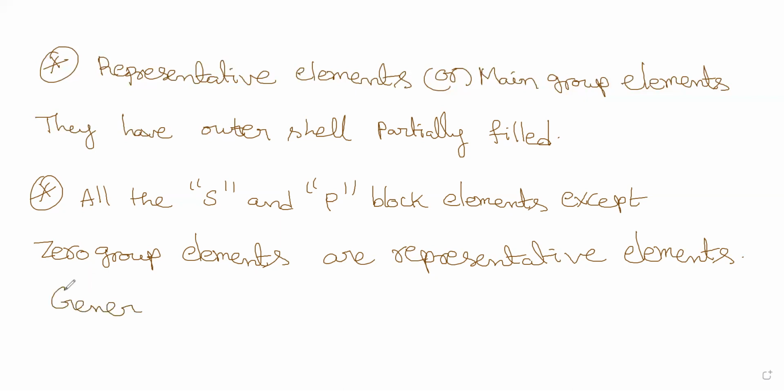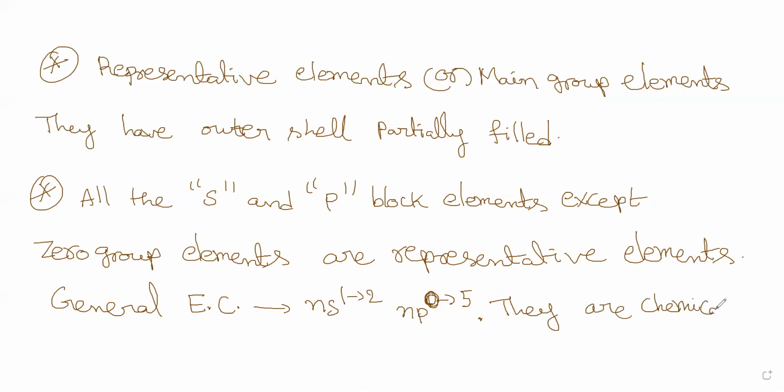General electronic configuration: ns1-2, np0-5. They are chemically active. Clear? Yes, sir. Next point.